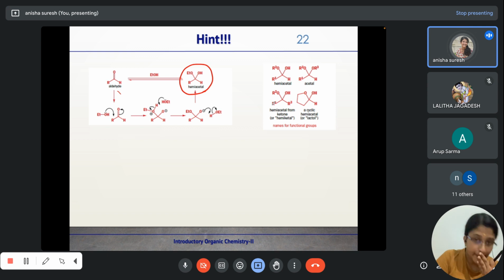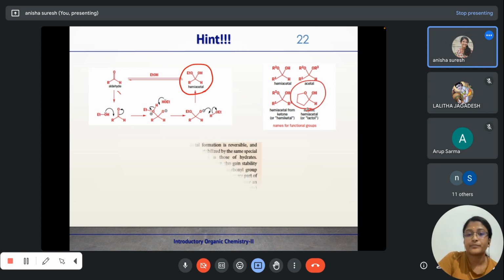Now when we come to naming of these functional groups, this is called a hemiacetal. If one alcohol and one OR group, an ether group, is there, it is called a hemiacetal. If both are ether groups, it is called an acetal. This is in the case of aldehydes. And if we are having a ketone instead of an aldehyde and we are adding the alcohol to it, it will result in the formation of a hemiketal. And a cyclic hemiketal is referred to as a lactol. So this is called a lactol.